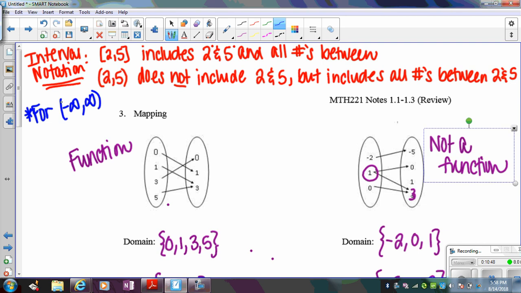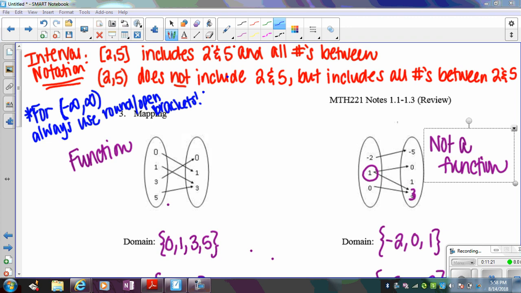So you always use parentheses for these because you can't actually include infinity. You're always approaching it. So that's why it's always going to be rounded. So for these, always use round or open brackets. So for infinity or the round brackets, we call those round, parentheses, open, meaning you're not including the numbers, versus the other ones are square brackets or closed brackets. That means you include the numbers.